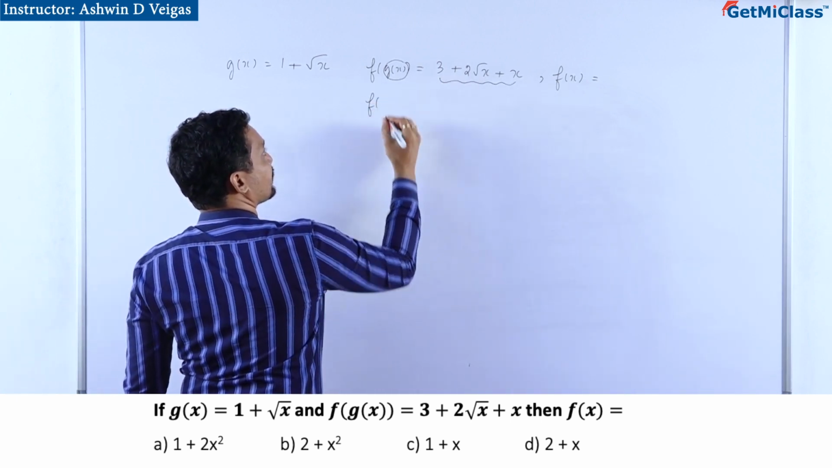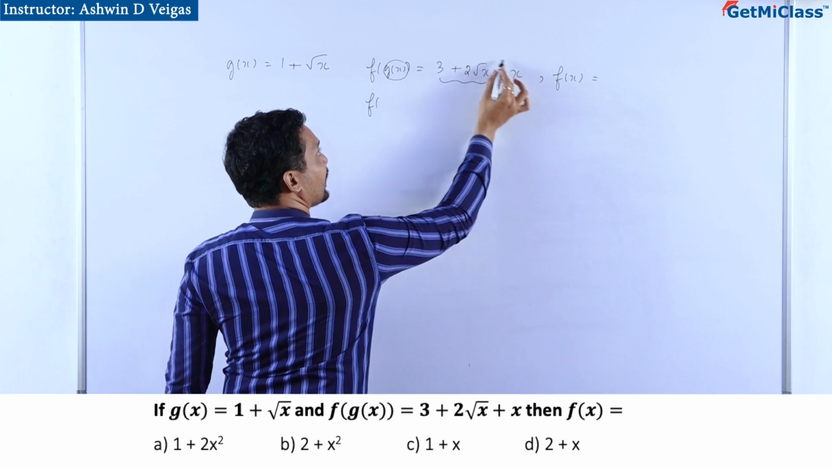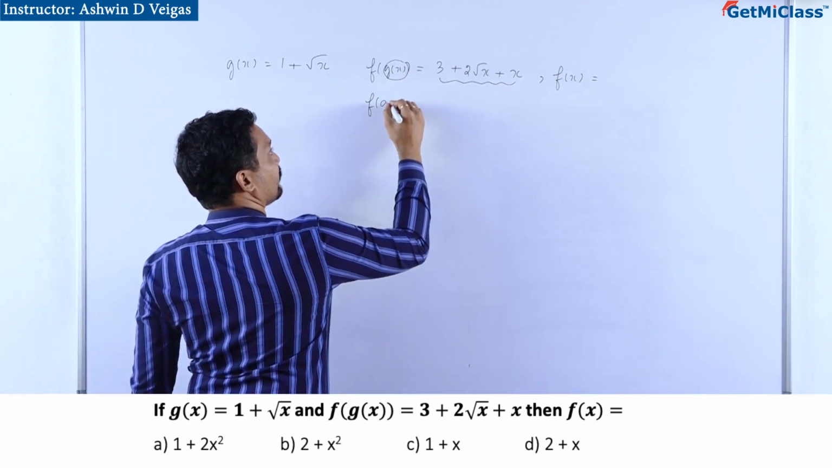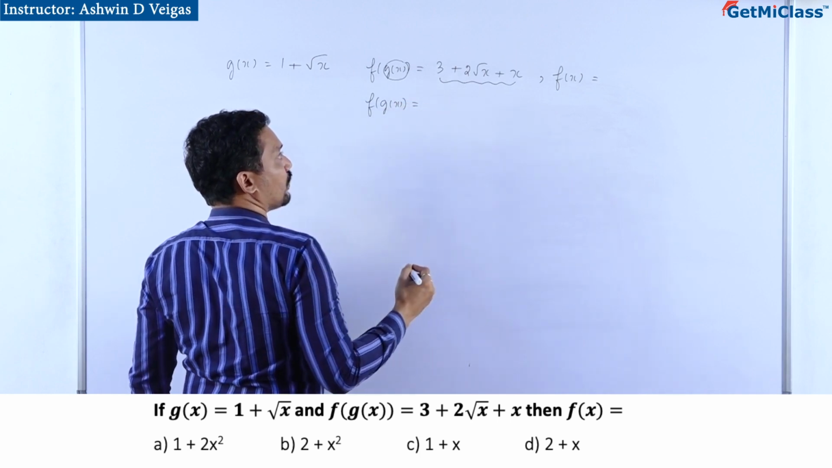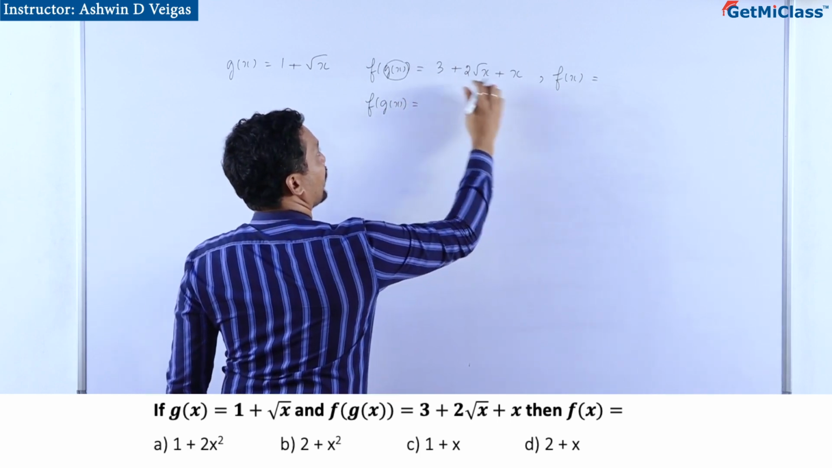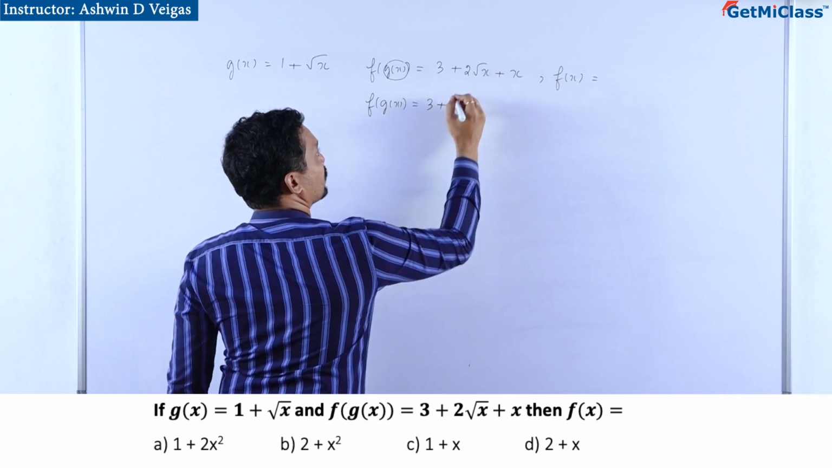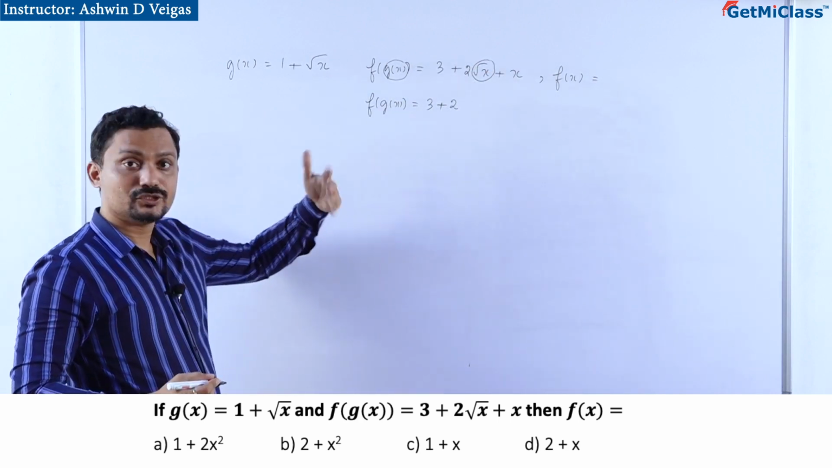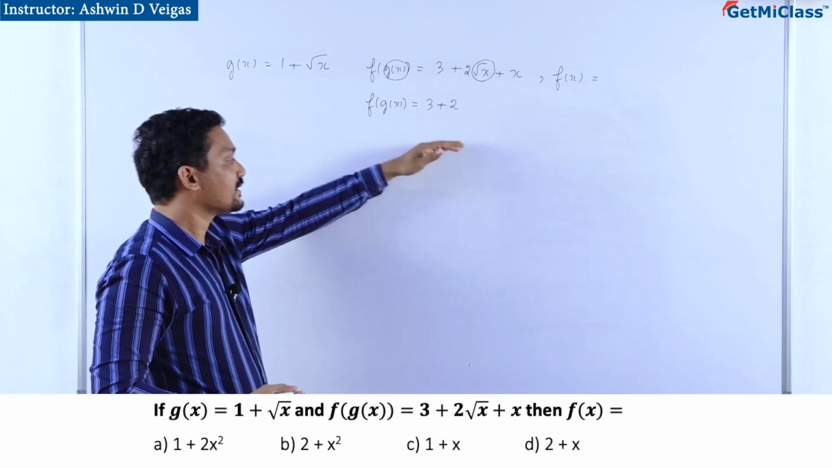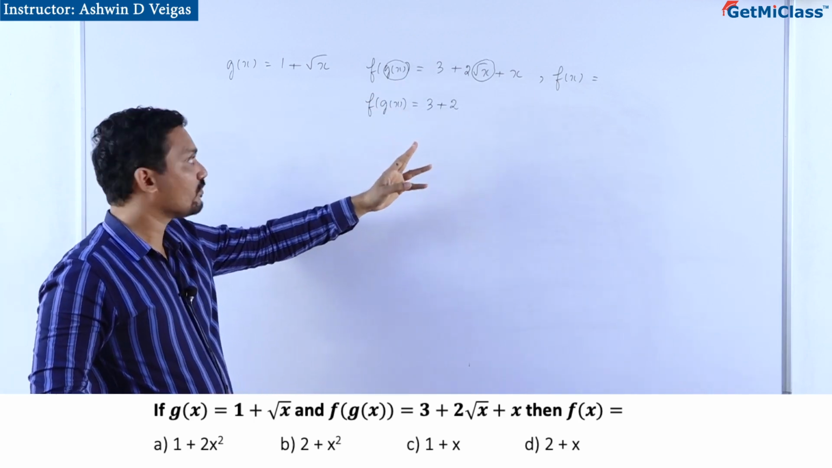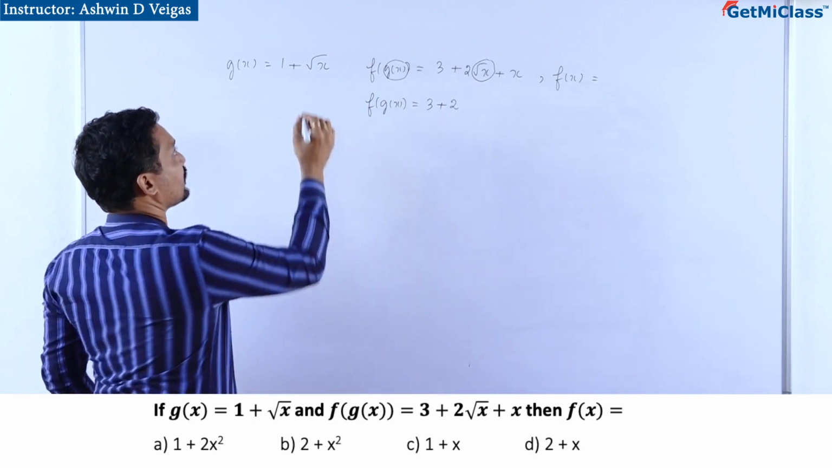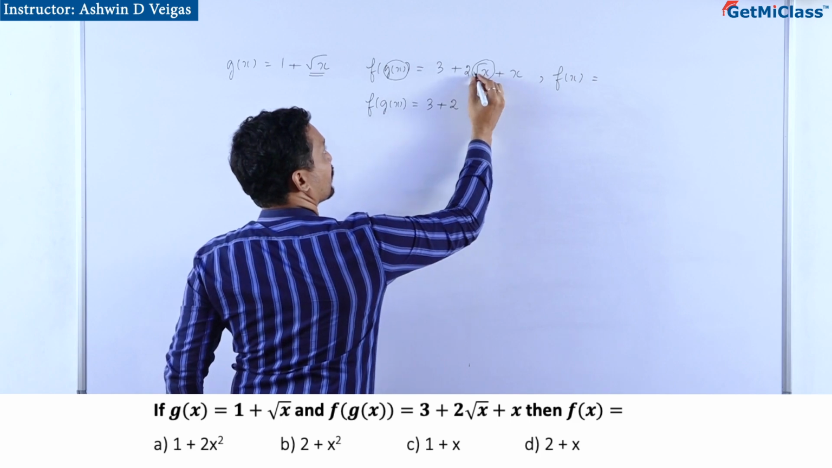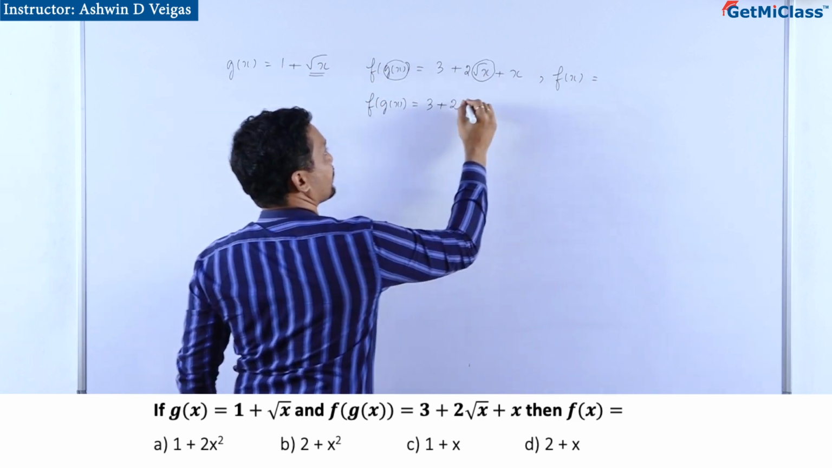Now, on this side the whole expression has to be converted in terms of g of x. So, I will write f of g of x is equal to, and one best thing we can do is write 3 as it is plus 2 into, now in the place of root x, I told you we have to bring g of x into picture. We will understand in the last step how immediately we can find f of x. Now root x can be written from here. So, root x is nothing but g of x minus 1.